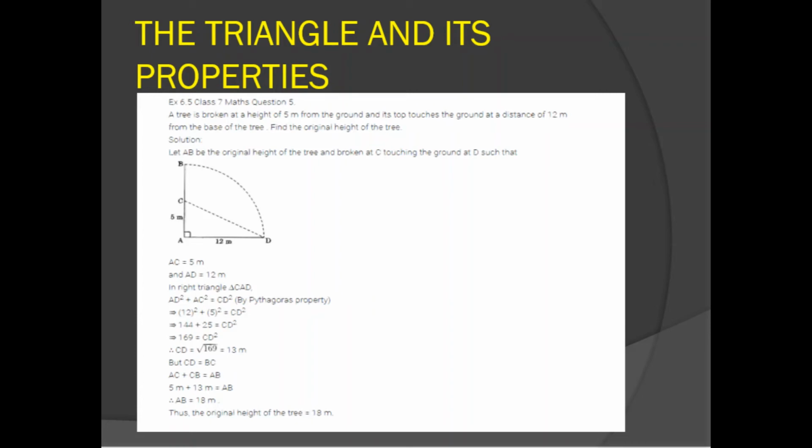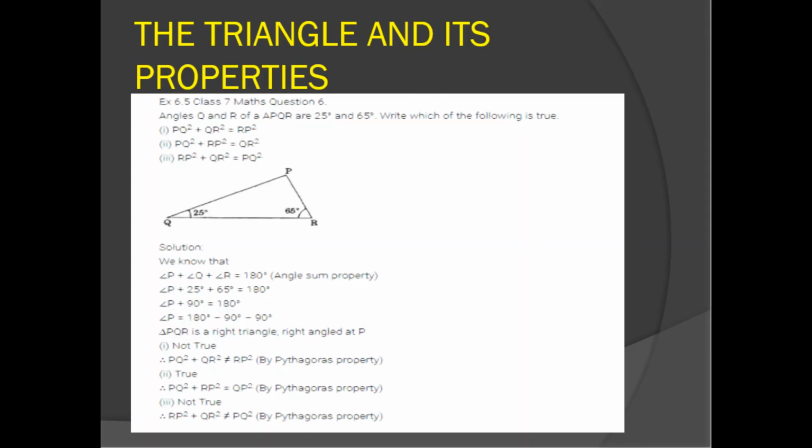CD square is equal to AD square plus AC square, that is equal to 12 square plus 5 square, which is 144 plus 25, equal to 169. So CD is equal to under root 169, equal to 13 meter. But CD is equal to BC, that means AC plus BC equal to AB. 5 meter plus 13 meter, the part which is broken is being added, and that will become AB equal to 18 meter. Moving to question number 6.